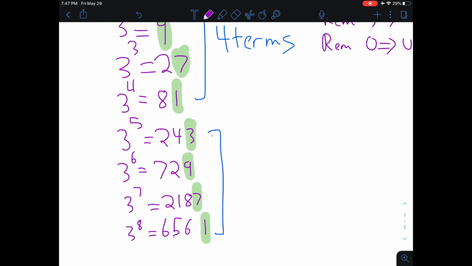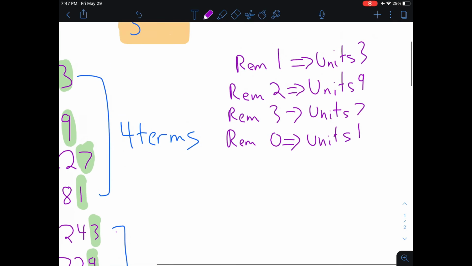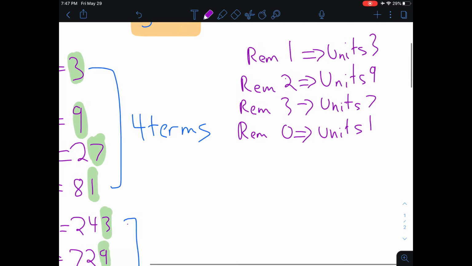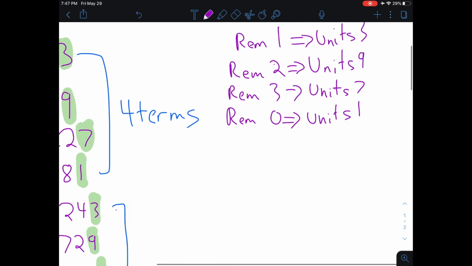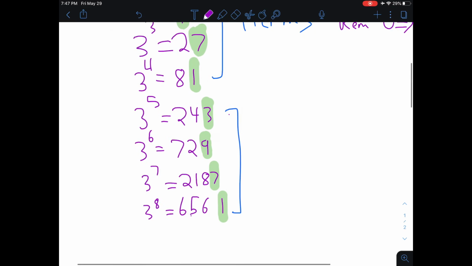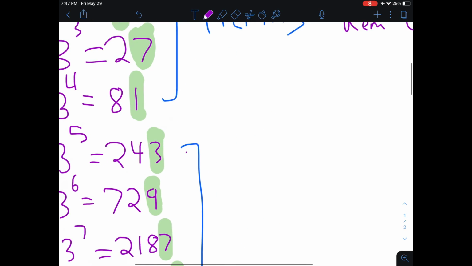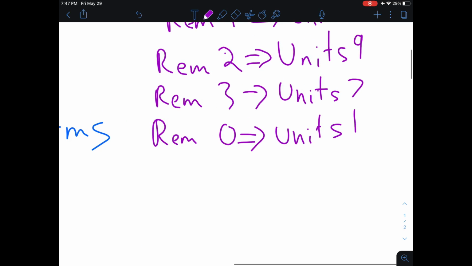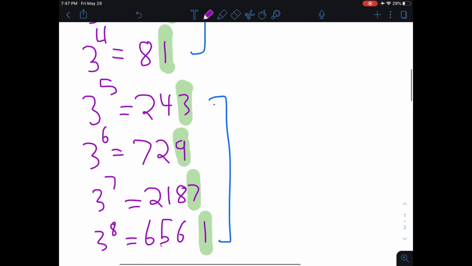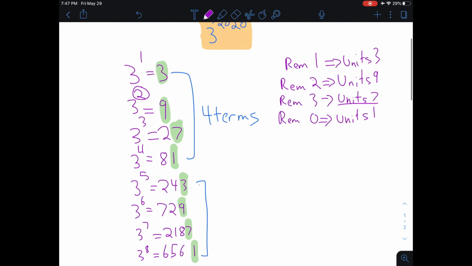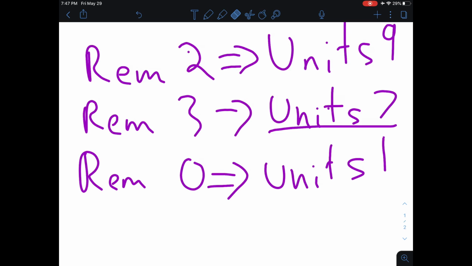And when 6 is divided by 4, the remainder is 2, and the units digit is 9, so that's exactly what we thought it would be. And then when 7 is divided by 4, the remainder is 3, and according to this, the units digit must be 7, and that is in fact the case over here. And we see that it repeats again and again.